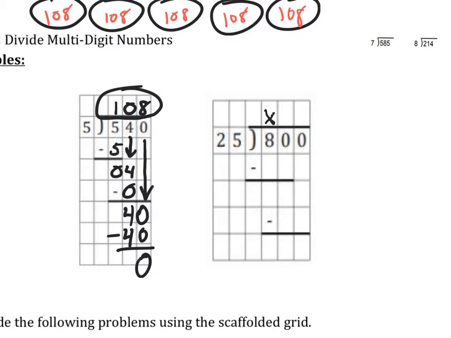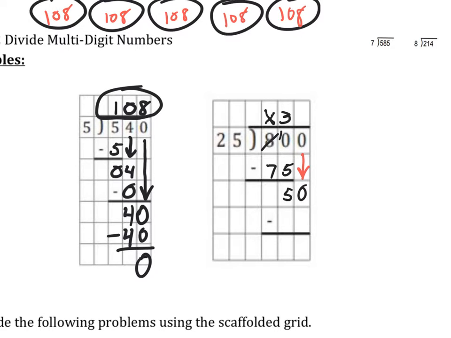Well, 25 times 2 is 50. 25 times 3 is 75. So 25 times 3 gives us 75. Now we subtract. 10 minus 5 is 5. Bring down the 0. Don't forget to drop those down.